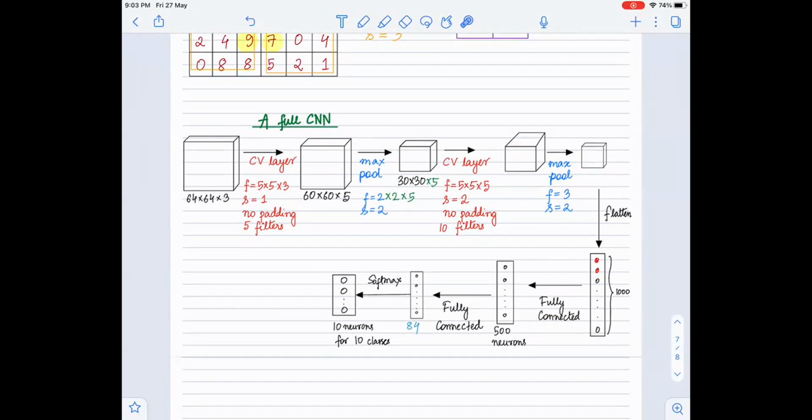We'll go back and see the code briefly. Let me go back to my laptop. I won't discuss the code in detail, I'll just tell you what we are doing at each of these different steps.